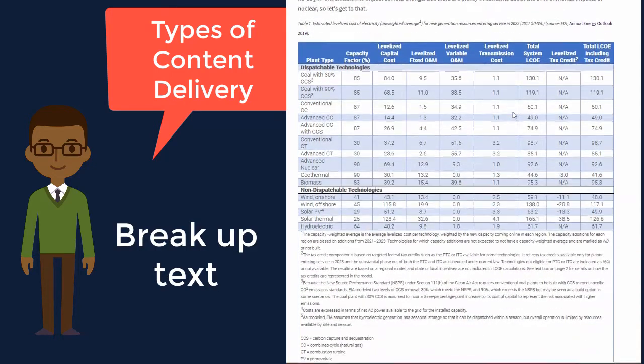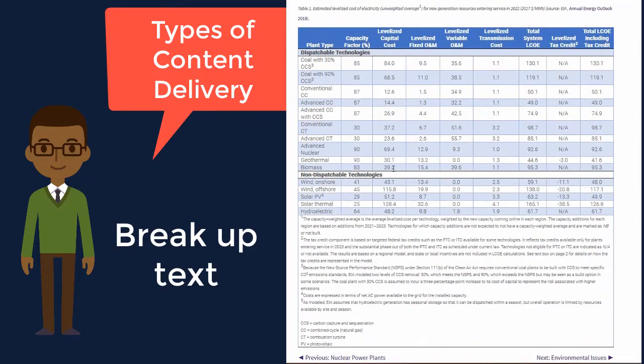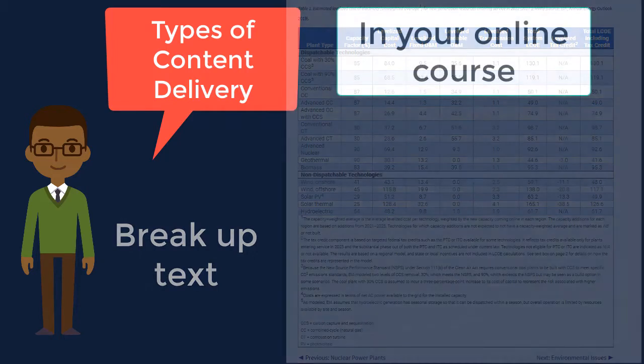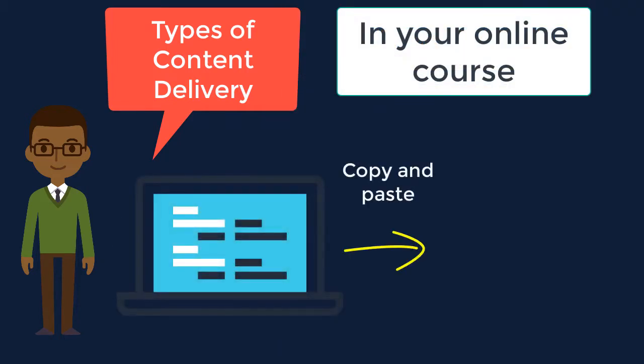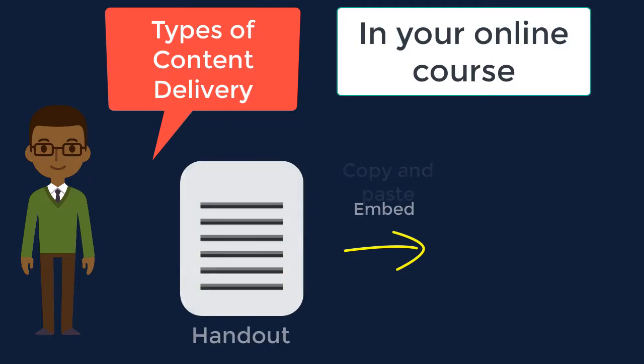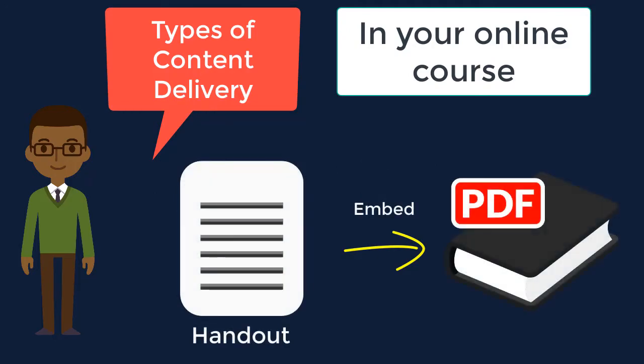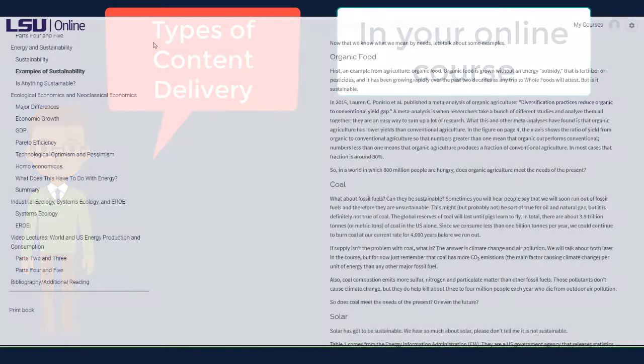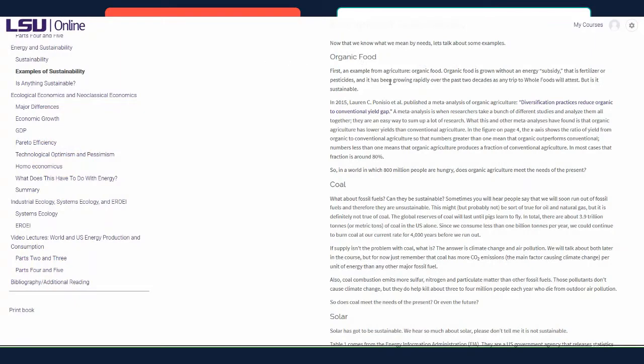When you have decided how to break up your content into digestible and visually appealing sections, copy and paste the text and insert images and tables. If you have created a handout that you would like students to be able to print, you can embed it as an accessible PDF with a toolbar and scroll bars. Don't forget that you can also include hyperlinks.